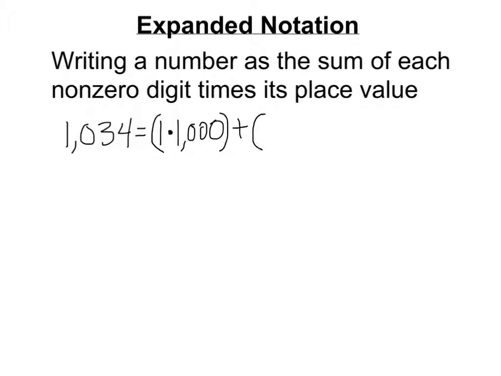Well, the next non-zero digit is 3 times its place value. Well, it's in the base group. This is the ones place, so this is the tens place. So 3 times 10. And then it's still a sum, so plus. And then my final digit, non-zero digit, is 4 times, and it's obviously in the ones place. So this is expanded notation.